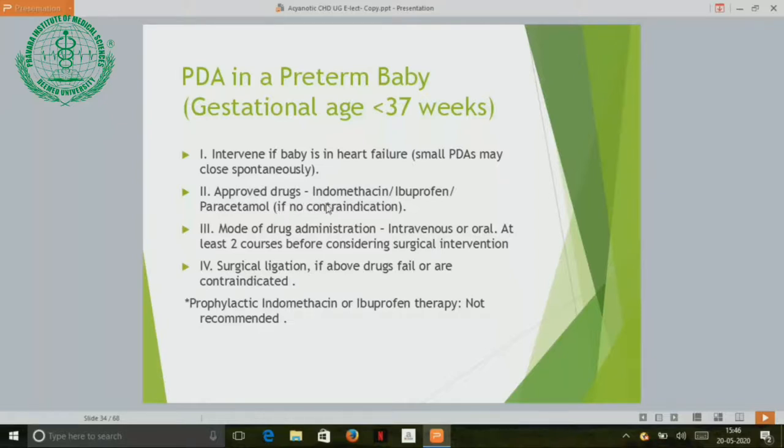Which are the drugs used in the closure of a patent ductus arteriosus? Indomethacin and ibuprofen. And nowadays paracetamol is also an approved drug for PDA closure. If we have tried medical closure for 3 days and 2 such courses, and still the PDA is patent, then we have to close it surgically. Surgical ligation is preferred if there is a failure of medical therapy. If there is a small PDA and the hemodynamics are not significant, then prophylactic indomethacin or ibuprofen is not recommended.